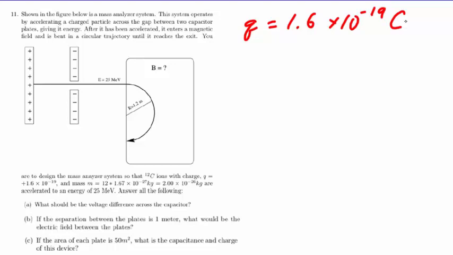You are to design the mass analyzer system so that the carbon-12 ions, whose charge is 1.6 times 10 to the minus 19 coulombs, and whose mass is 12 times the proton mass, or 2 times 10 to the minus 26 kilograms, are accelerated to an energy of 25 MeV.